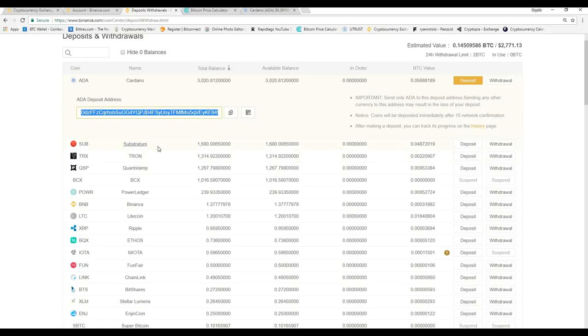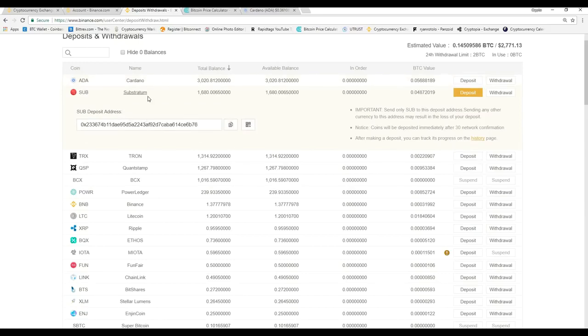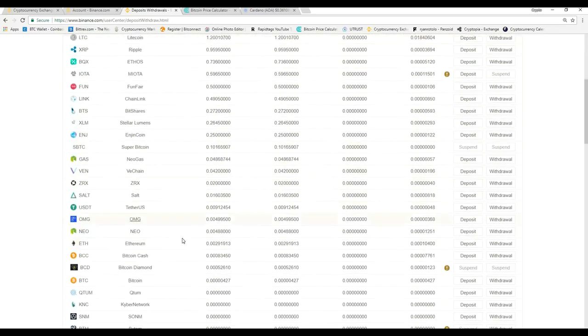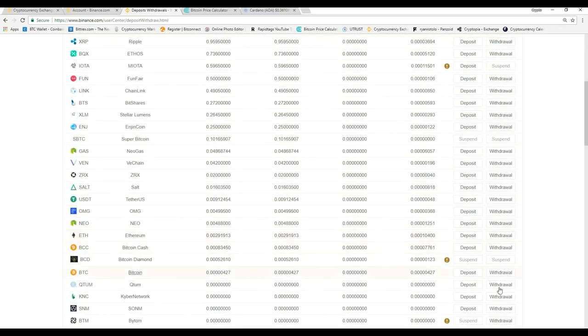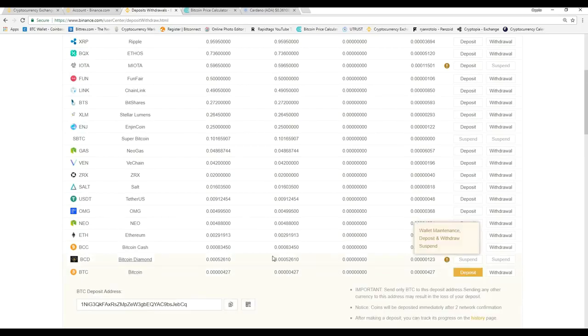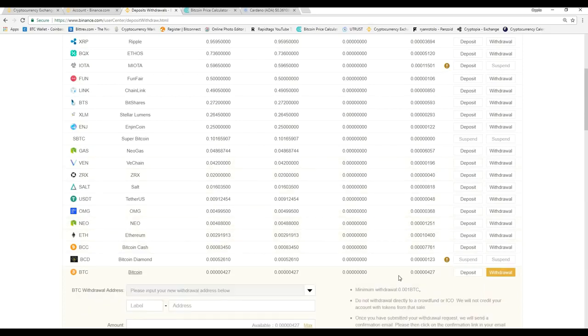Now, every currency does have a different address. So the substratum tab is going to have a different address from the Cardano tab. So make sure you're on your currency that you're trying to send to the account. Now, I'm going to show you guys down here. The main currency that people send to the account is Bitcoin, of course, because that's the one you're going to be trading with. So you would go down to Bitcoin, you'd press the deposit tab, you would copy this address, put it in your Bitcoin wallet or Coinbase or whatever you're trying to send from to Binance, and then you would send it. Also, with the withdraw tab.